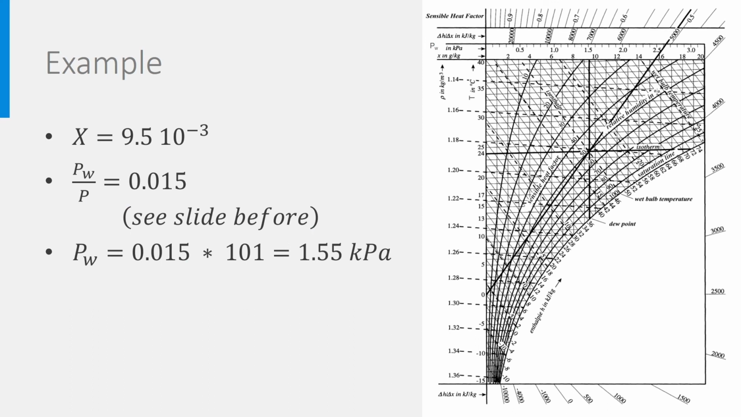Let's take as an example a point here in the middle of the diagram with absolute humidity 9.5 gram per kilogram dry air. If we apply the equation from the former slide, the ratio of Pw and P is 0.00161 times 9.5, which is 0.015. The pressure P is the atmospheric one, which is 1 bar, which is 101 kilopascal. Therefore, Pw is 1.54 kilopascal, which is exactly what you see here above in the graphic. In the graphic, it is rounded to 1.5.